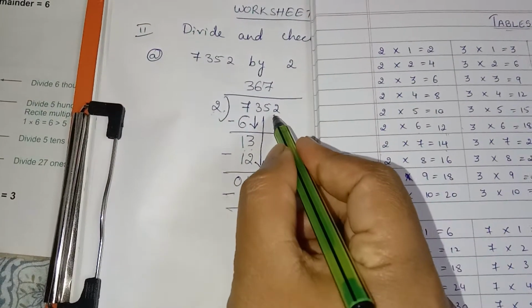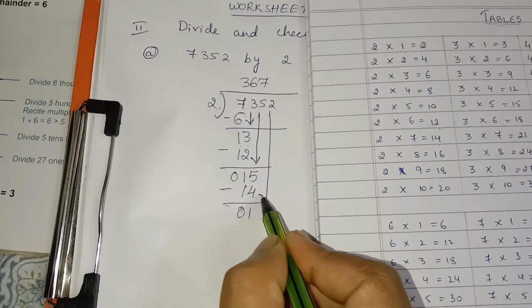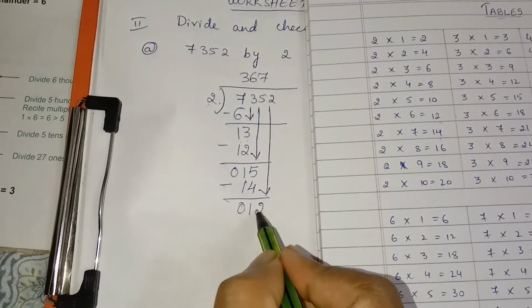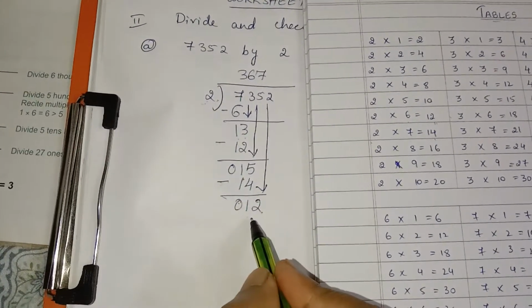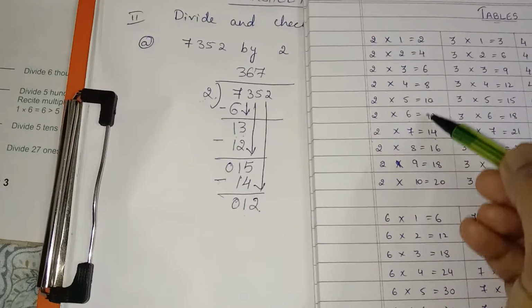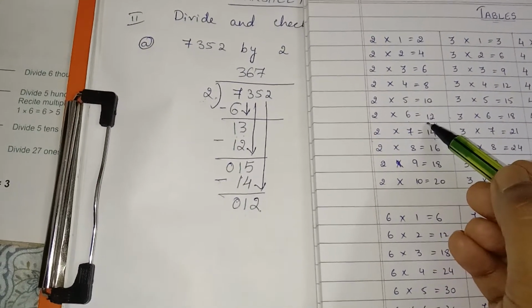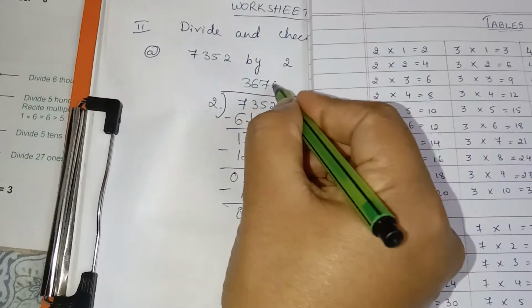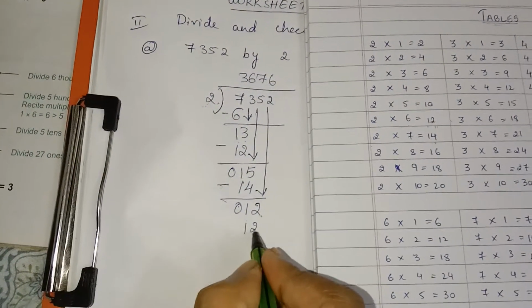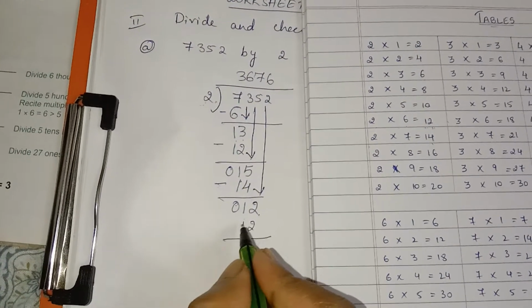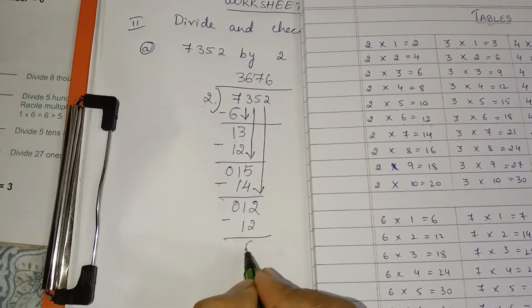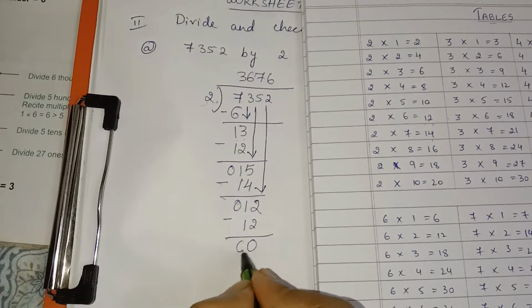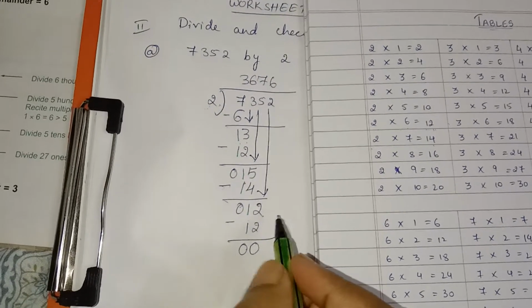Now the next number is there. So we are taking the 2 down here. Now 12 divided by 2. Recall the table 2. 2 6s are 12. Now subtract these two. 2 minus 2 is 0. 1 minus 1 is 0.